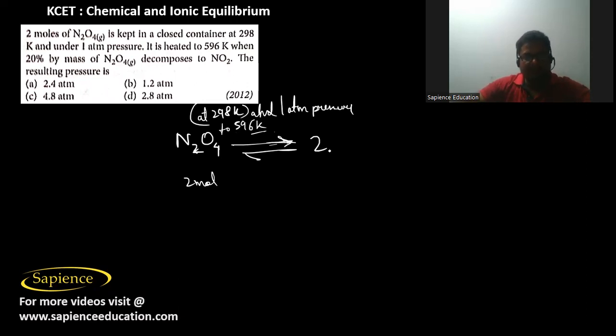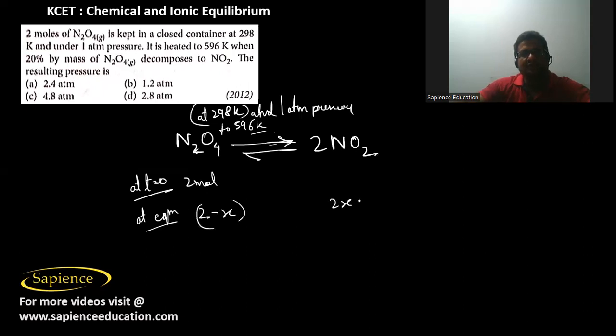So it will decompose into 2NO2. At T equal to 0, 2 moles were taken. Then at equilibrium, we can say some moles will react, let's say X moles reacted, and then 2X moles of NO2 will be formed. Now it is told that 20% by mass of N2O4 reacts. The resulting pressure is... okay.